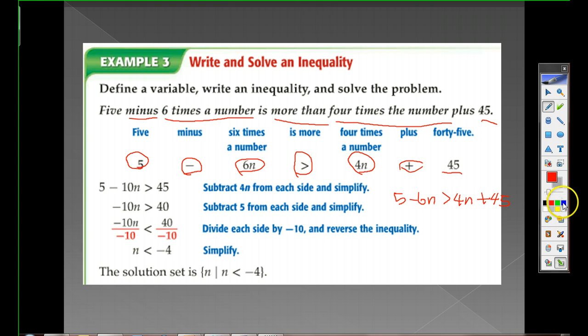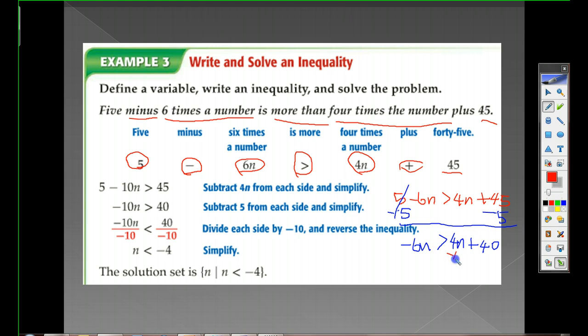Okay, I still like the habit of writing vertically like we did when we were solving equations, so let's just keep on doing that. What we do here, let's take away 5 on each side to make all the numbers on the right side. That's gone. You have negative 6n greater than 4n. You have 45 minus 5, so you have now 40, so plus 40.